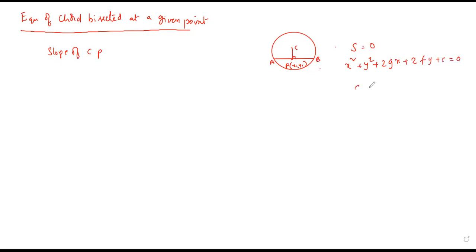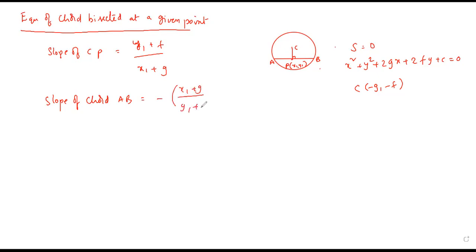So for this, the center is (minus g, minus f), and the point is (x1, y1). So the slope of CP is y1 plus f by x1 plus g. This is the slope of CP. So what is the slope of the chord? The slope of chord AB is the perpendicular slope, so minus of x1 plus g by y1 plus f.